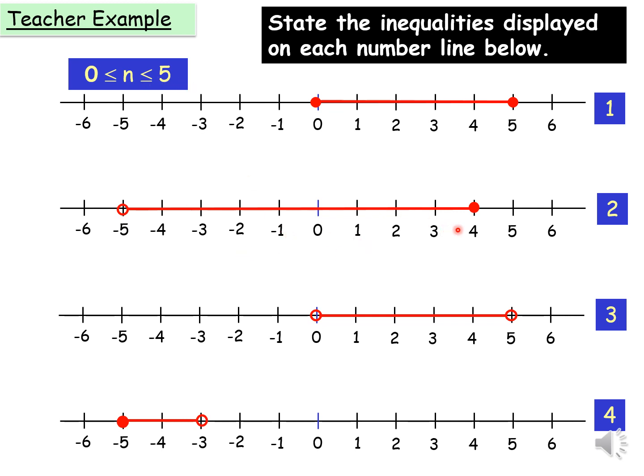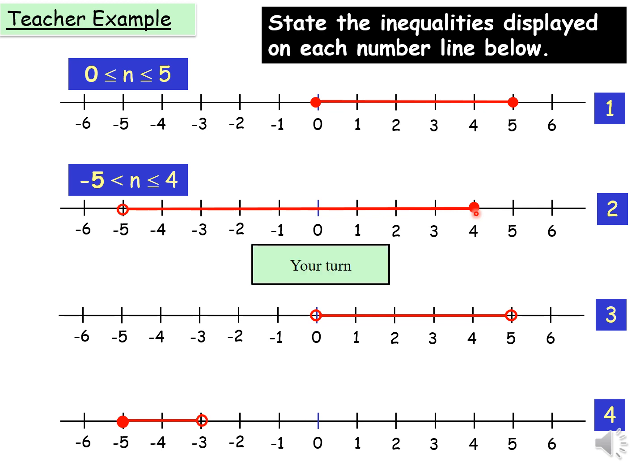Okay, in this question, the two key numbers are -5 and 4. So n is going to be between -5 and 4. Only one of them has got the equal sign, that little line. Okay, next one, your turn. Have a go. Pause the video and have a go for the next two. Write your answers, and then we go through that together.